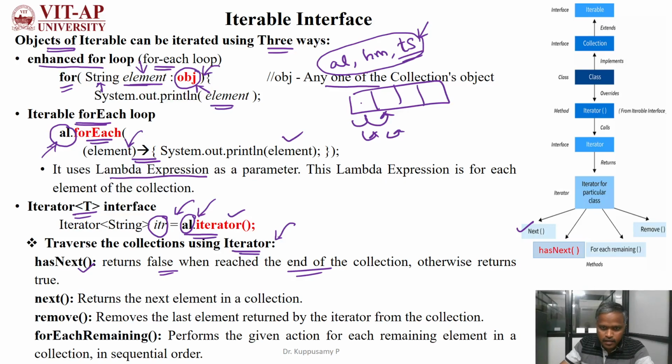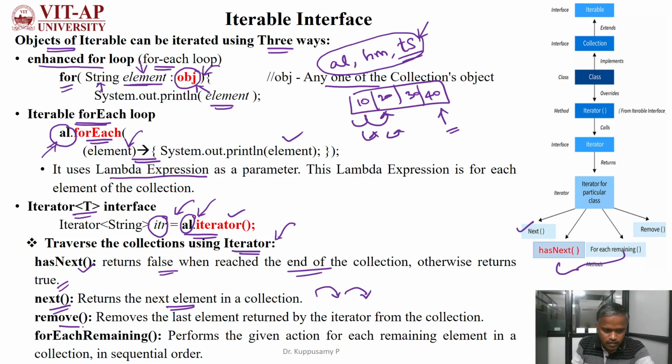For example, if I have four elements, and it reaches the end of the collection, then it will return false. Otherwise it will return true when we are using these methods inside a while loop. And next is the method which returns the next element in the collection, that means moving the cursor from one element to another element.